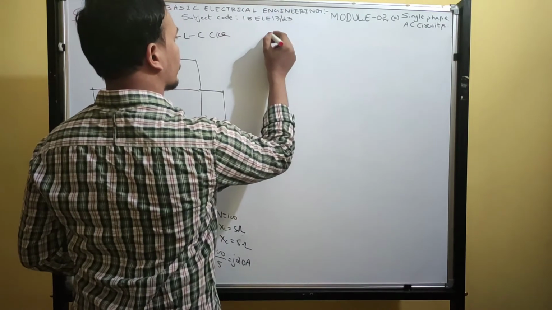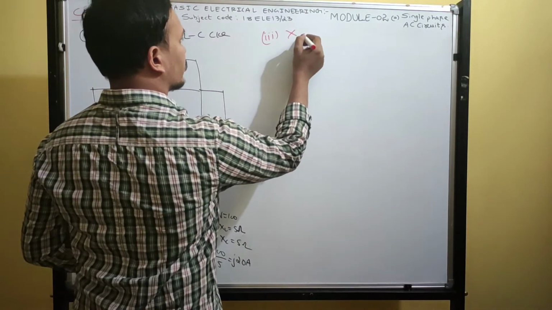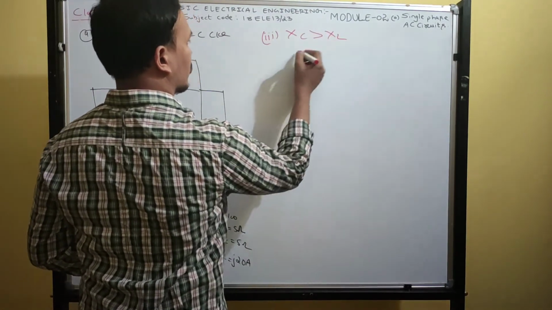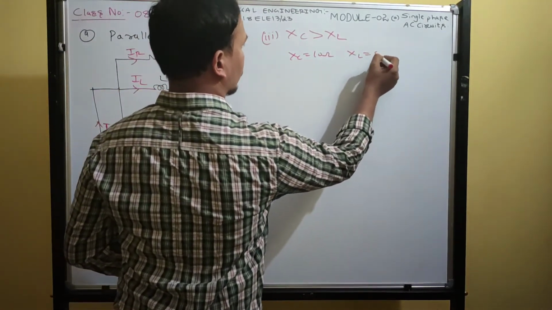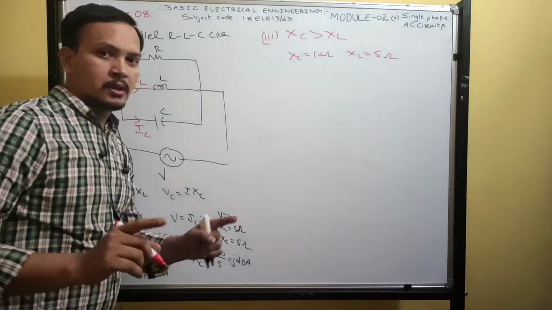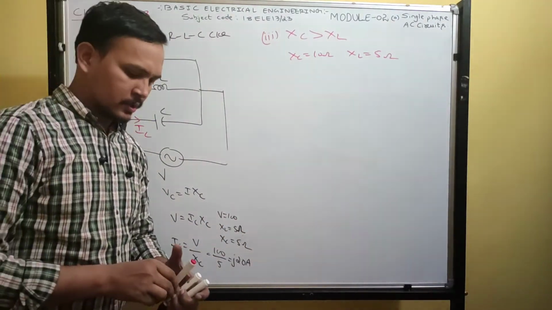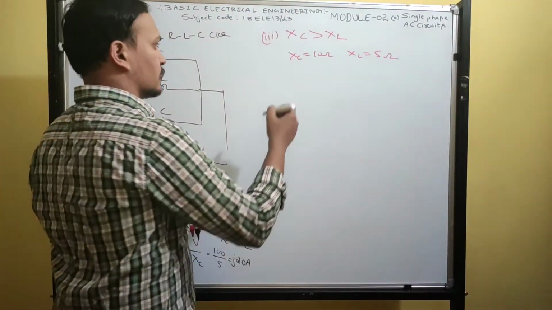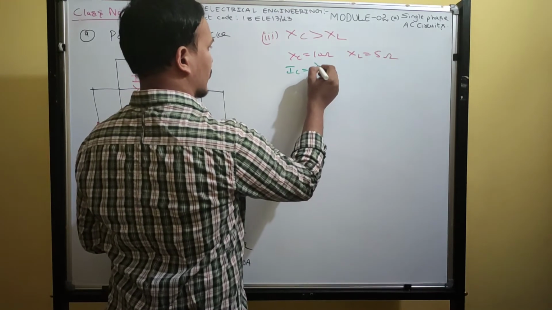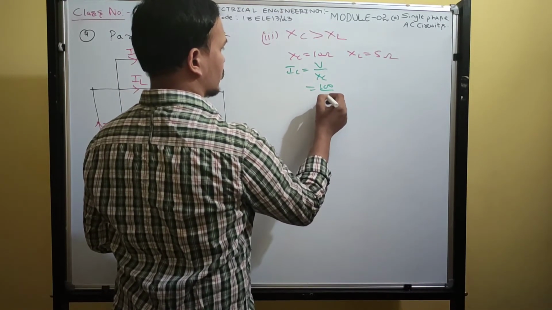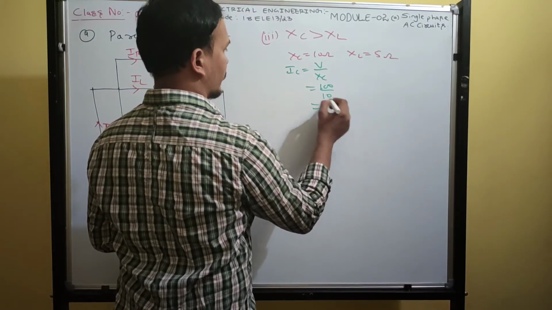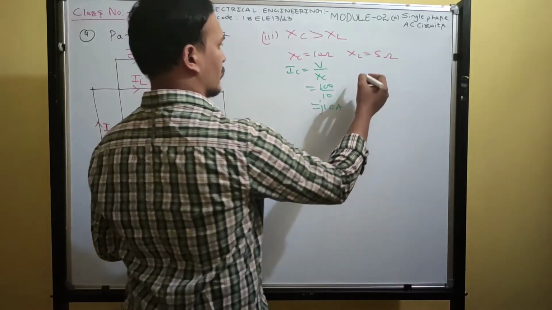So case 3, XC more than XL. Now take capacitive reactance 10 ohms and inductive reactance 5 ohms. Values are only for understanding purpose. In exam, don't write. So now calculate IC. Next calculate IC, V by XC. 100 divided by 10. So we got 10 ampere. Capacitor now plus J10.